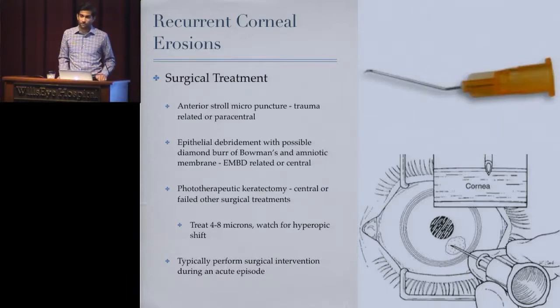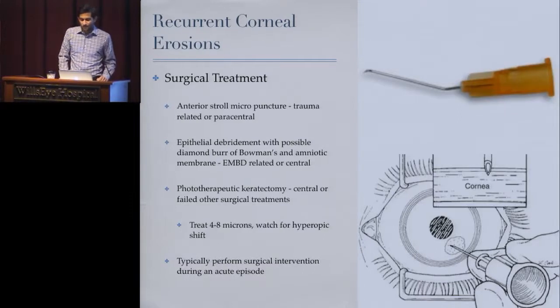Again, that works good for peripheral and trauma-related causes. Now, let's say you have an EBMD-related recurrent erosion, or it's central. In that case, I just do an epi-debridement. And if it's central, I don't polish Bowman's, but if it's EBMD in the periphery, then I'll use a diamond burr and I'll polish Bowman's. It's kind of the same thinking as the stromal micropuncture, but it's a little less traumatic.